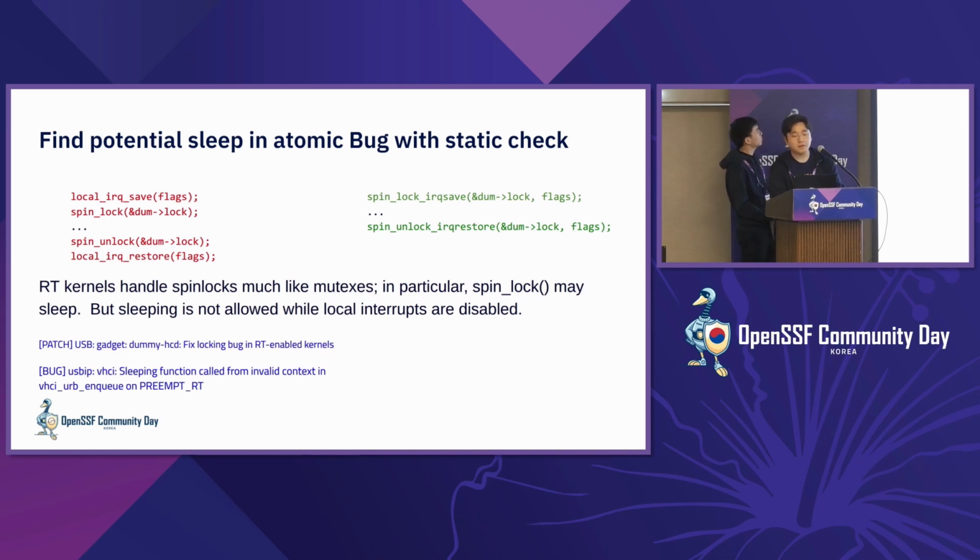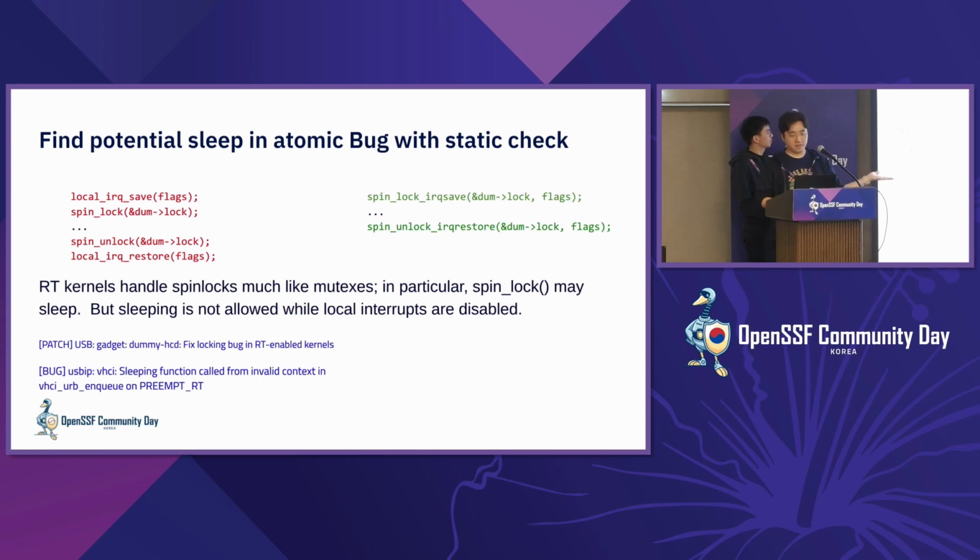In PREEMPT_RT, a spin lock can sleep like a mutex, as I mentioned, so disabling a local interrupt while holding it can trigger invalid context bugs. So nowadays, this code pattern should be avoided. You can see local_irq_save after spin_lock. The issue is that nearly all Linux kernel device driver books from a few years ago still recommend this pattern as good practice. Yeah, we must use the pattern on the right side.